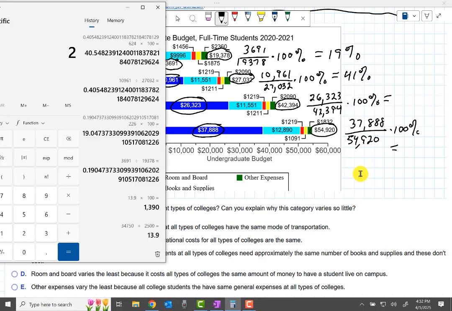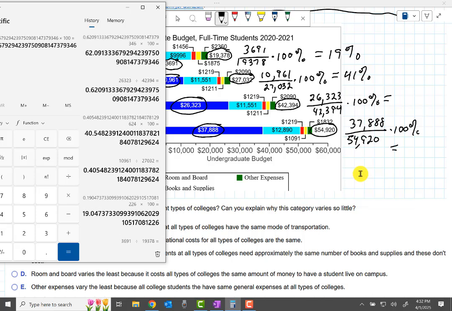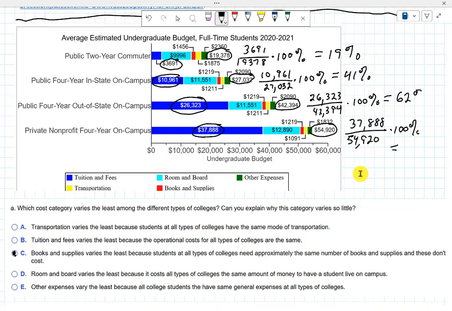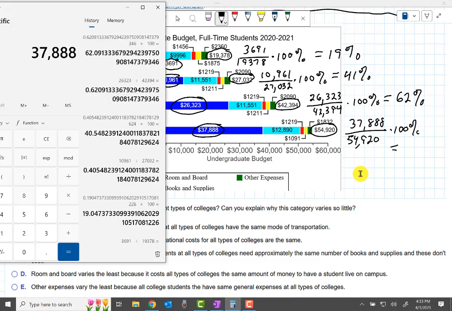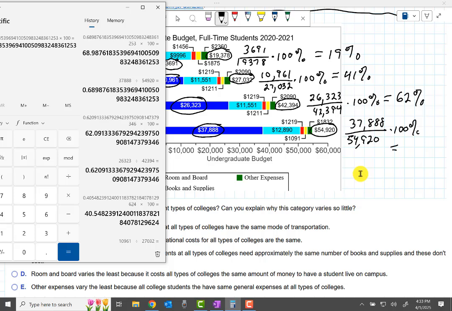Then the next one, 26,323 divided by 42,394. And we will multiply by 100%. So that's 62% to no decimal places. And then our last one, and times 100. This one to the nearest is 69%.